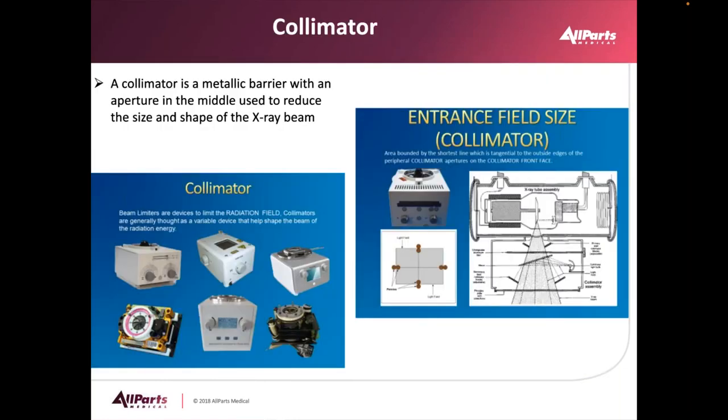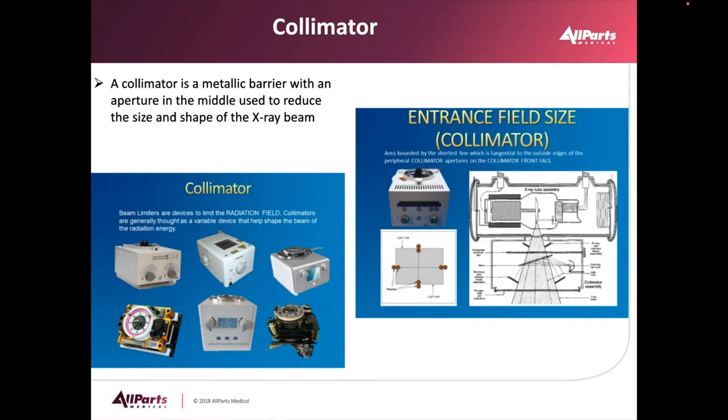Now that we have created our X-ray beam, we need a device that will shape the size of that X-ray beam to the subject or surface that we want to X-ray. That is done by what is called a collimator. Within the collimator, there are metal barriers or blades that we can bring in on all four sides to make a different size of field.